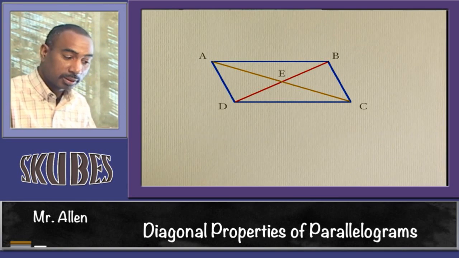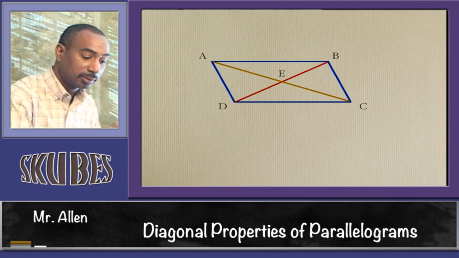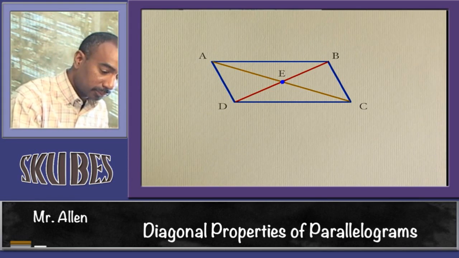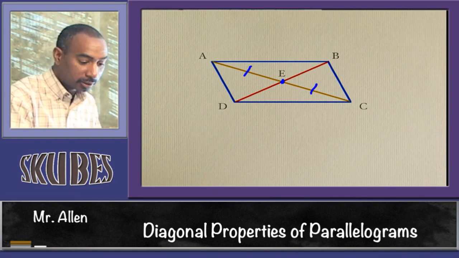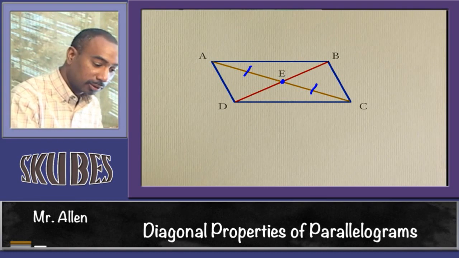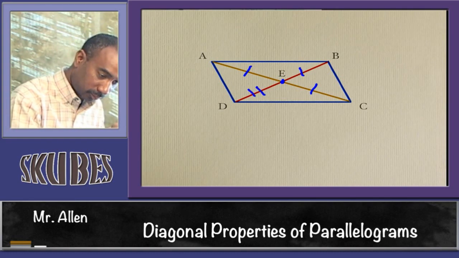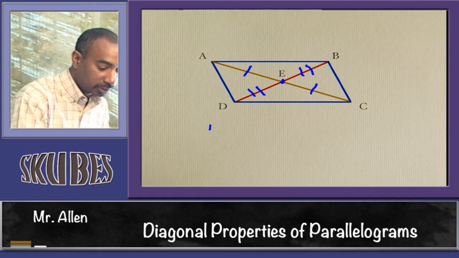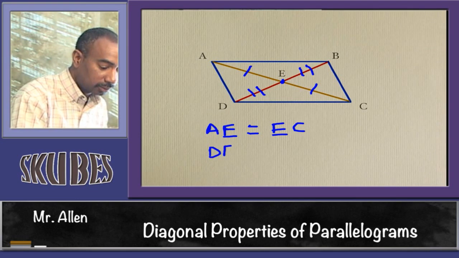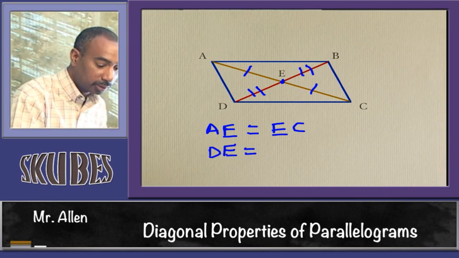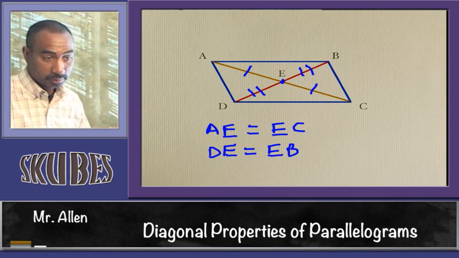Okay, let's say we have a parallelogram ABCD. E is the midpoint. What that means is these two segments are equal to each other, and these two segments are equal. So that means that segment AE is equal to the length of segment EC, and the length of DE is equal to the length of EB. This is always true in parallelograms.